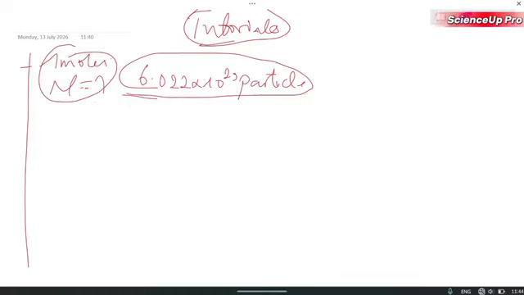As we are going further, it's going to become more complex as compared to this. This one, you are only asked to calculate the number of particles present in 1 mole of a substance. Number 2, how many particles are present in 2 moles of a substance?